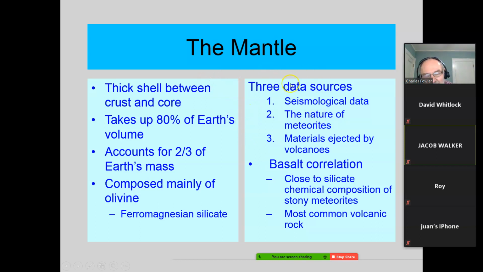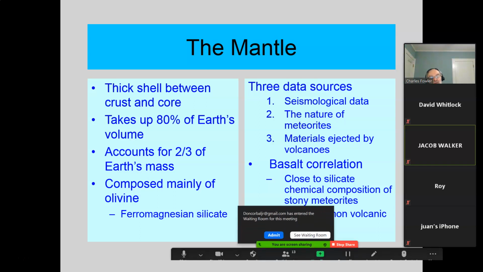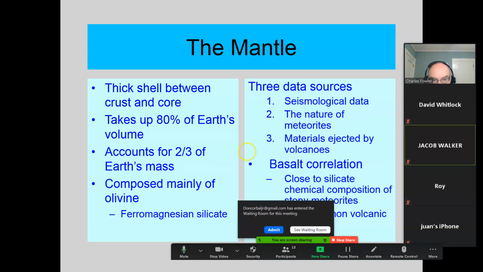Now, the other data source is volcanoes, which are coming from deep in the Earth. That material that's coming out is basically liquefied mantle material. So that's how we know that. Now, if you remember, we've already mentioned it a time or two, basalts are the high iron content, very finely grained rocks.